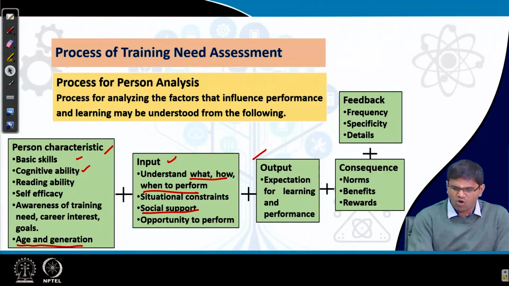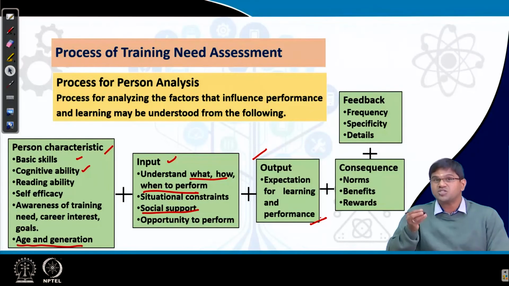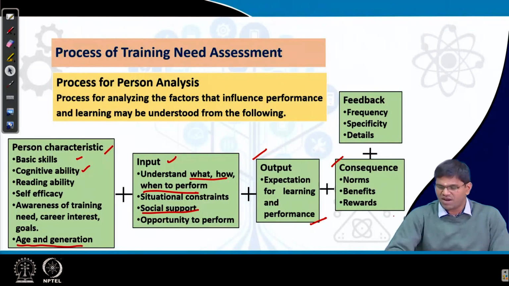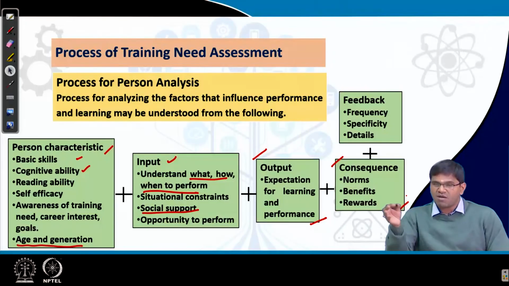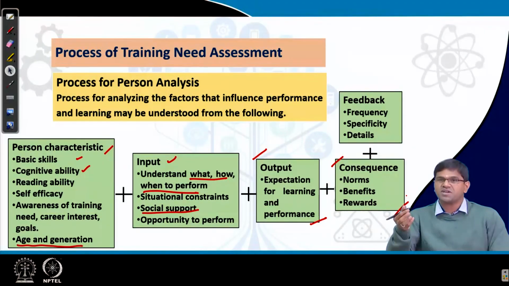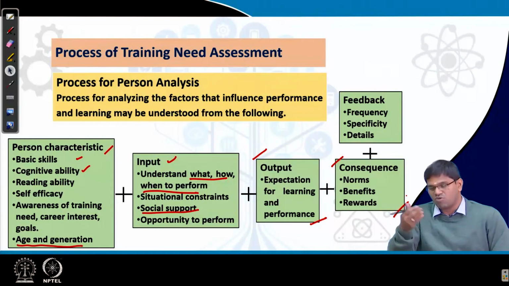Then comes output. What are the expectations for learning and performance? What my organization expects me to learn and perform through the training program. Then consequences. When I come out of the training program, what is the benefit if I perform well? How are the rewards going to be given? What is the norm, the expectation in my work group, that I should possess these standards of performance so that I can remain in my particular job role?